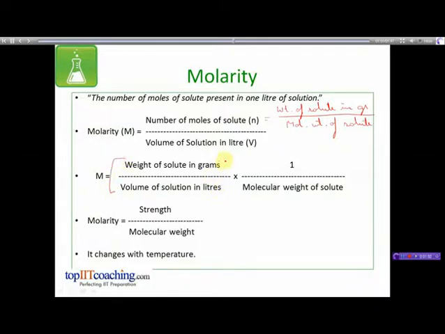Now we know that this part, that is the weight of solute in grams divided by volume of solution in liters, is the expression of strength of the solution. So we can write molarity is equal to strength divided by molecular weight of the solute. So if we know the molarity of a solution and the molecular weight, we can easily calculate the strength of the solution. Now, although molarity is the most common way of expressing concentration of a solution in a lab, it has one disadvantage. The value of molarity changes with temperature because volume of a solution alters due to expansion and contraction of the liquid along with change in temperature.